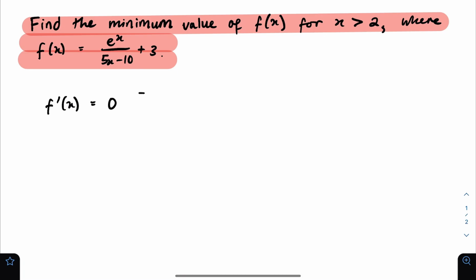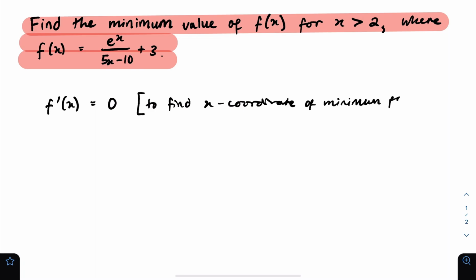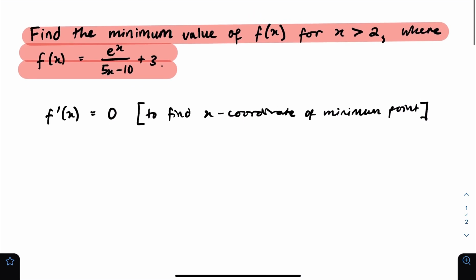Let me just write that, to find the x coordinate of the minimum point. Doing this will help us find the x coordinate of any stationary point. In this case, we're assuming that's going to be a minimum if there's one of them. If there's more than one option, we have to determine which one is the minimum point. And then after that, we can substitute back into the normal formula to get the y coordinate of this function.